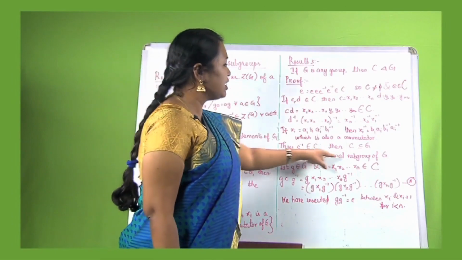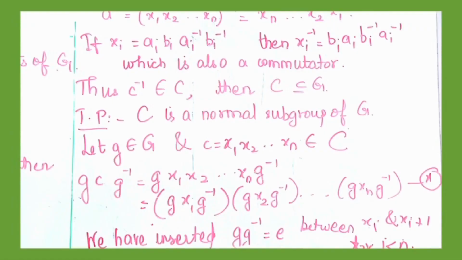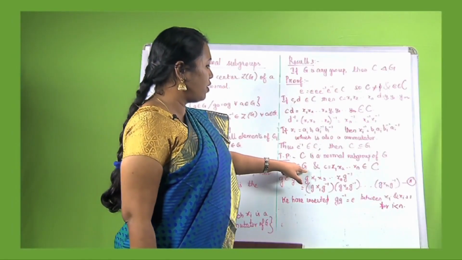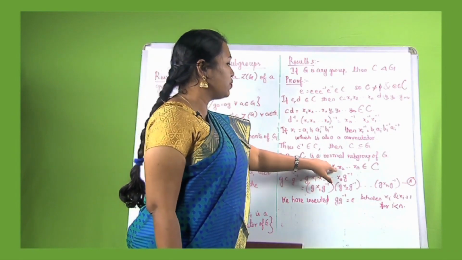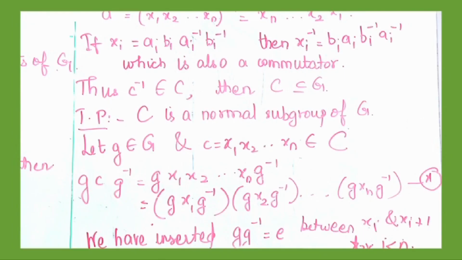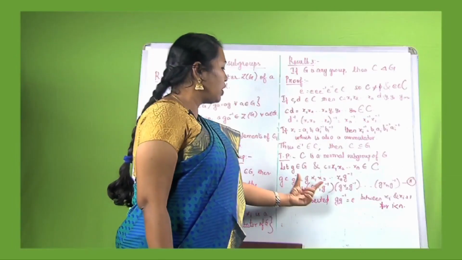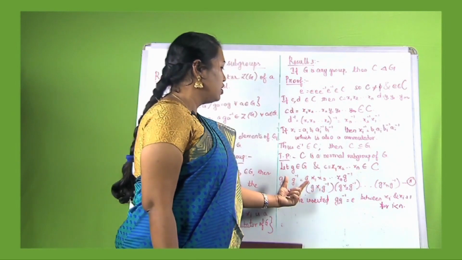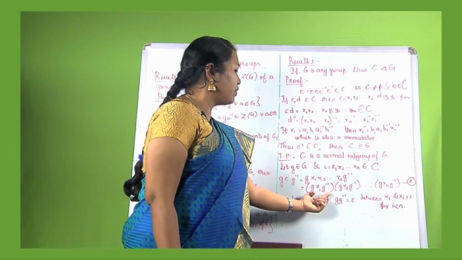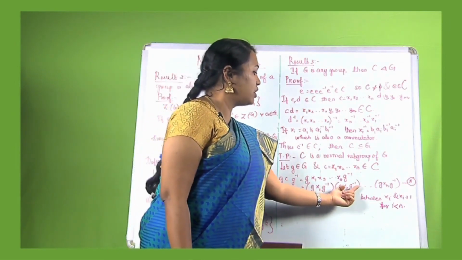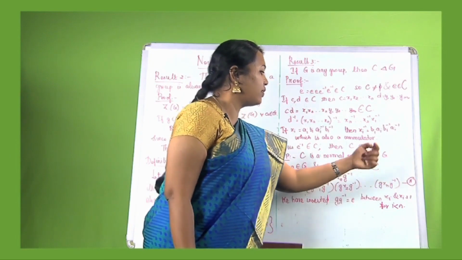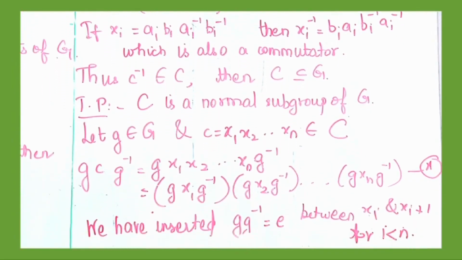Now to prove that C is a normal subgroup of G, let us assume that there is an element g belonging to G and C is equal to x1, x2 so on up to xn belonging to C. Then gCg inverse is equal to g, and instead of C we have x1, x2 so on up to xn, g inverse. Now we are going to club these elements together. So g x1 g inverse, g x2 g inverse so on up to g xn g inverse. Assume that this is equation A.